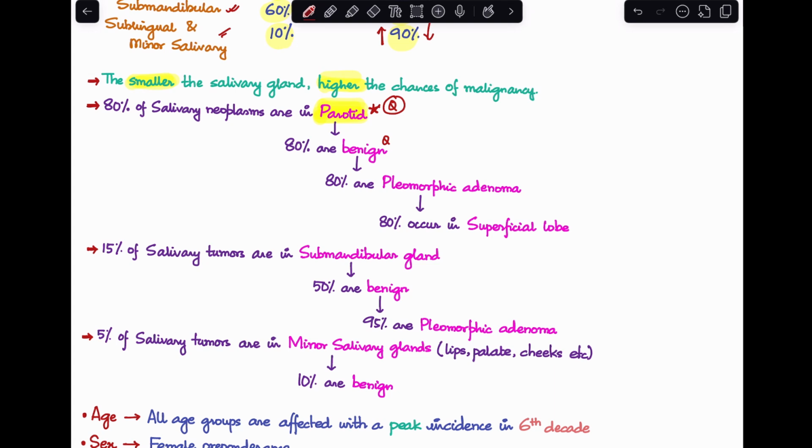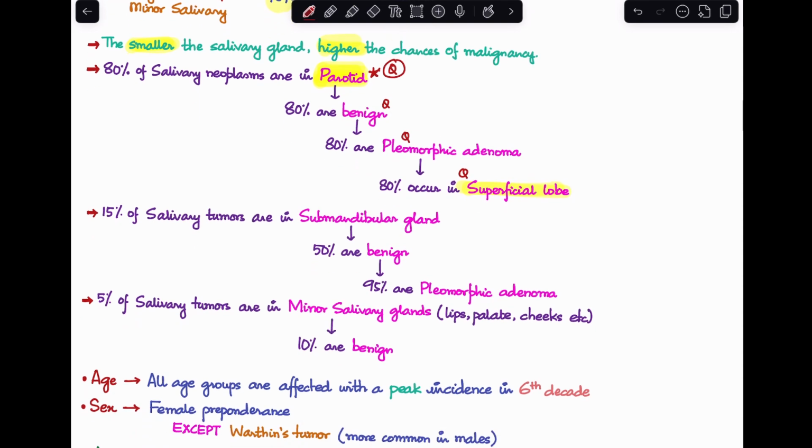So we already saw above that in the case of the parotid gland, 80% are benign and 20% are malignant. Now, out of these 80% which are benign, the most common benign salivary gland tumor in the parotid is pleomorphic adenoma. This is also an MCQ question. And what is the most common site of pleomorphic adenoma? 80% of it is seen in the superficial lobe. So these are 4 MCQ questions right over here.